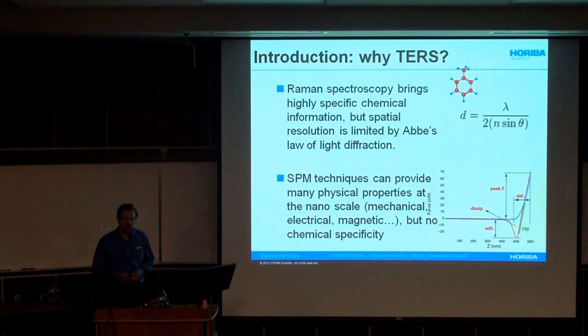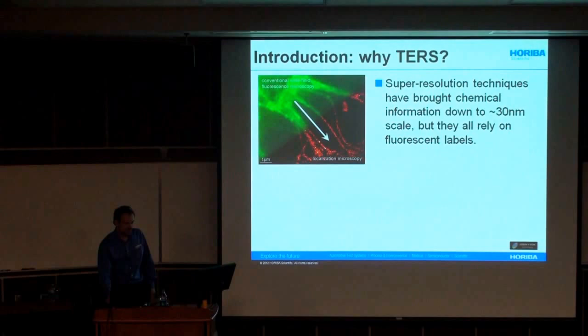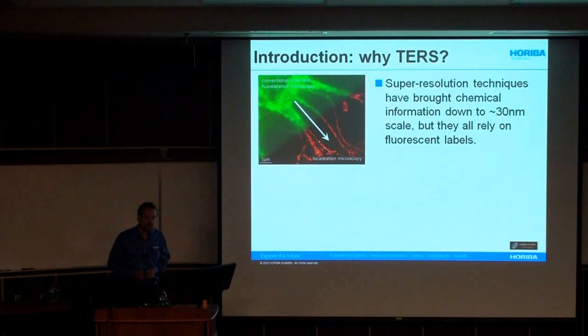So, in terms of super resolution techniques, there have been techniques to push optical microscopy further than the diffraction limit. They are called super resolution techniques, like PALM, which is photo activated localization microscopy, or STORM, stochastic optical reconstruction microscopy. These techniques are allowing a regular confocal microscope to generate images that are further than the diffraction limit, down to about 30 nanometers in resolution.